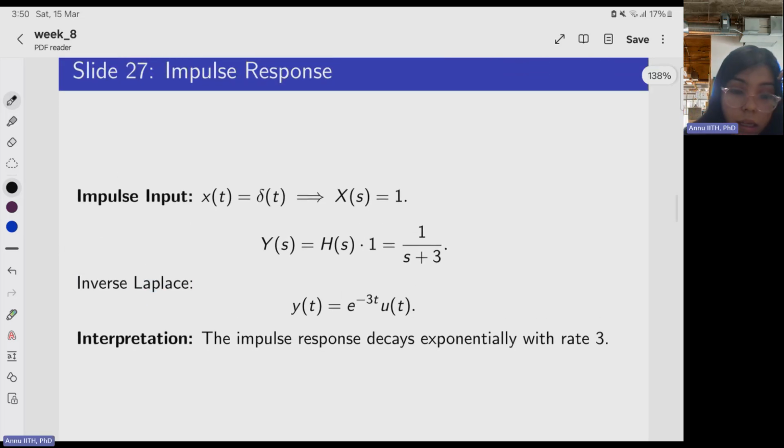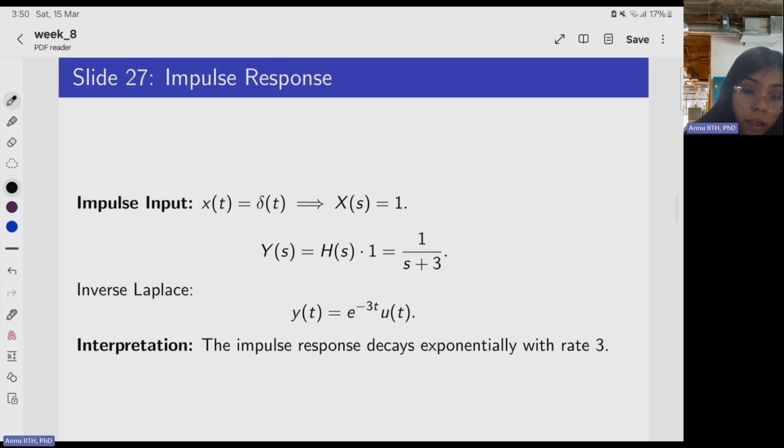Impulse response. If x of t is equal to delta of t, then x of s is equal to 1. So y of s is equal to h of s into 1. So the impulse response decays exponentially with rate 3.